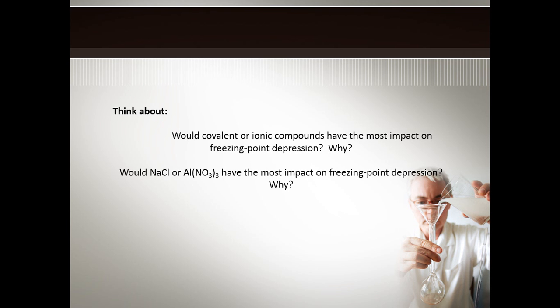Okay, so of these two, would sodium chloride or aluminum nitrate have the most impact on freezing point depression, and why? If we look at sodium chloride, we've already talked about how sodium chloride breaks into sodium and chloride, which has an i of 2. Aluminum nitrate breaks into aluminum and 3 nitrate ions, so that has an i of 4. So aluminum nitrate is going to have the most impact on freezing point depression. Okay?